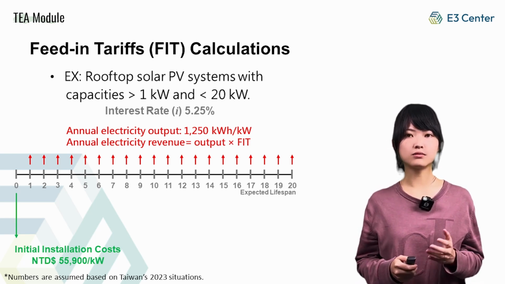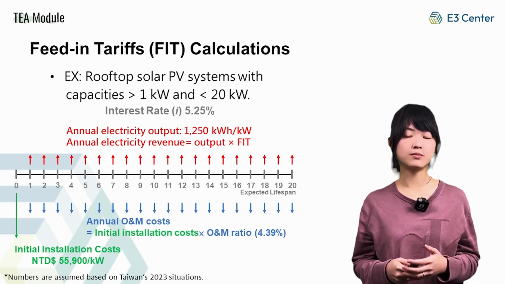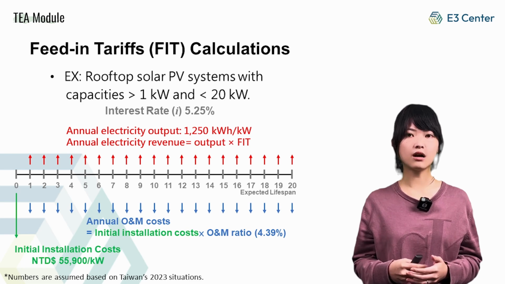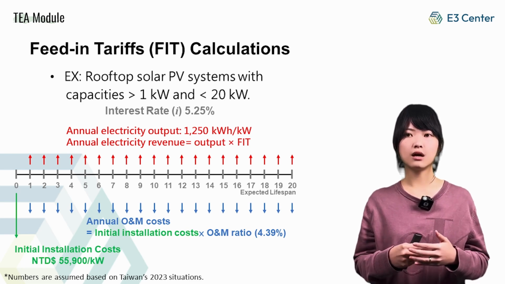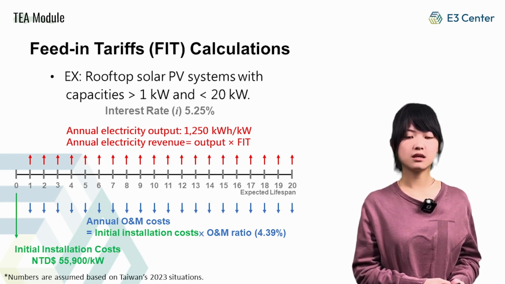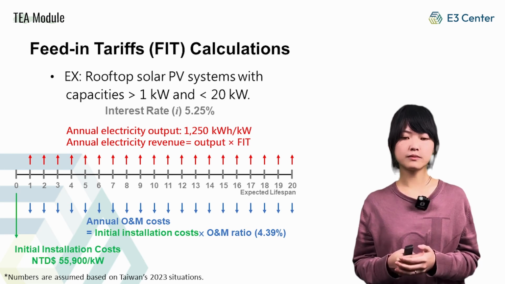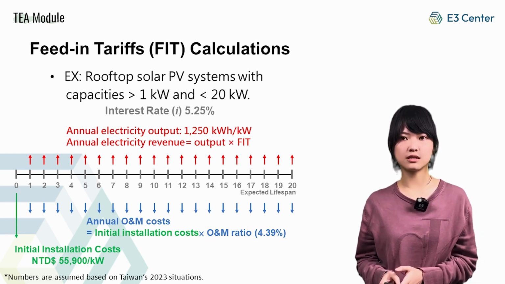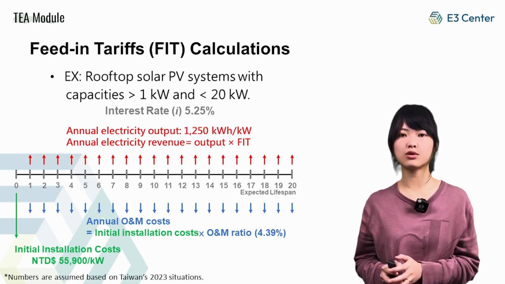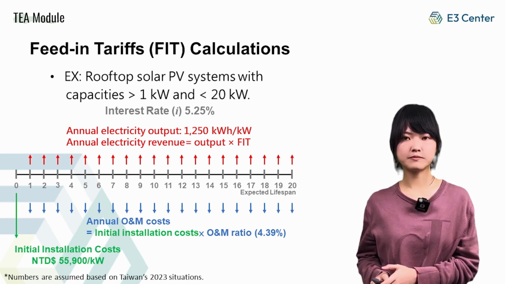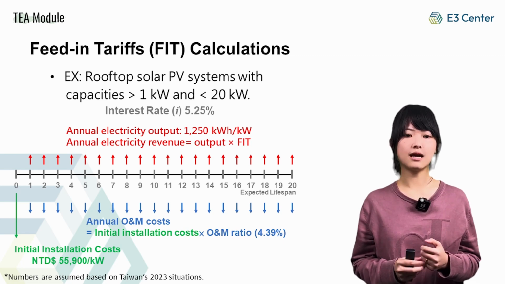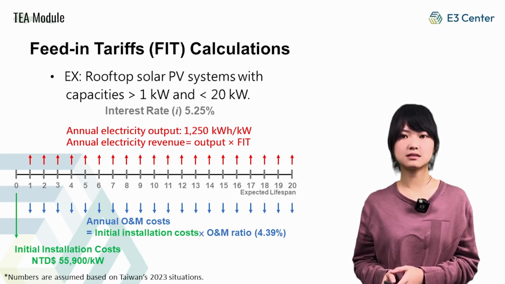And the fourth component here is the annual O&M, or operating and maintenance, cost. These are ongoing expenses calculated as a percentage of the initial installation cost. Here we assume 4.39%. The timeline shows each year's cash flow from 1 through 20, the expected lifespan of the system, with the interest rate noted at 5.25%.